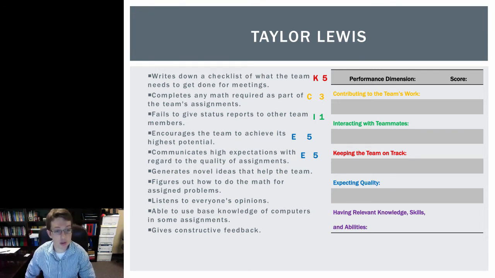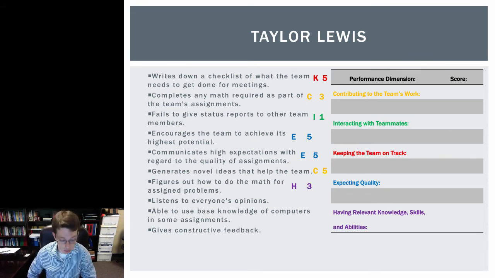How about generates novel ideas that help the team? Which dimension are we talking about? So this would be contributing to the team's work. And would you say this reflects high, medium, or low performance? So high performance. And how about figures out how to do the math for assigned problems? Which category would this fall under? So this would fall under H for having relevant knowledge, skills, and abilities. And would it reflect high, medium, or low performance? So medium performance.